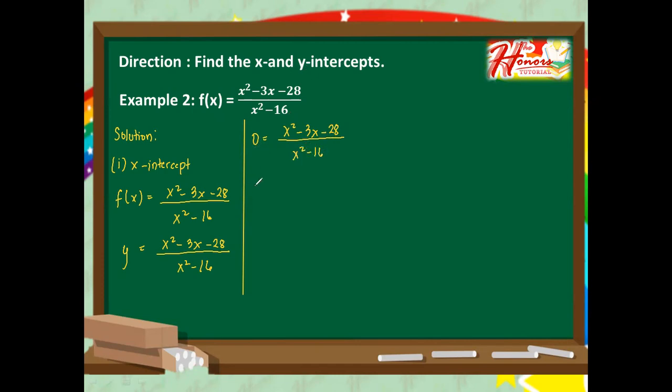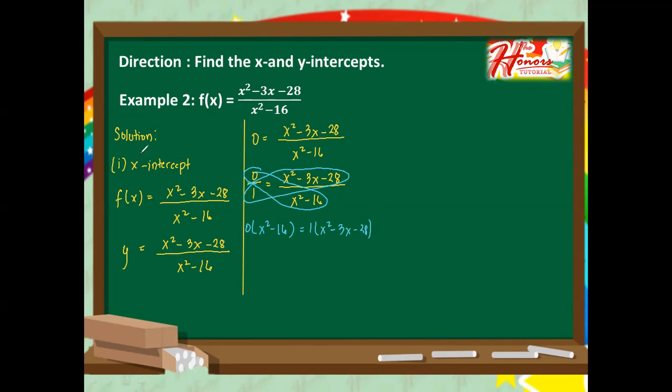And then change 0 into a fraction. Then it will become 0 over 1 is equal to x squared minus 3x minus 28 over x squared minus 16. And then let's do cross multiplication. Let's multiply 0 and x squared minus 16. Then it will become 0 times x squared minus 16. Don't forget to copy the equal sign. So equals, let's copy this part: 1 times x squared minus 3x minus 28.